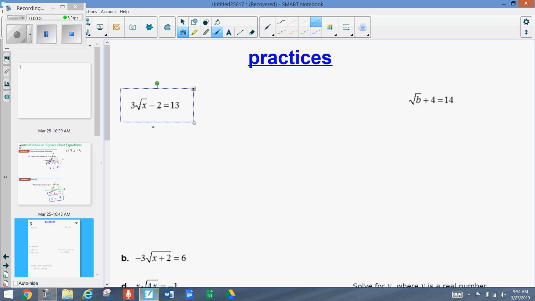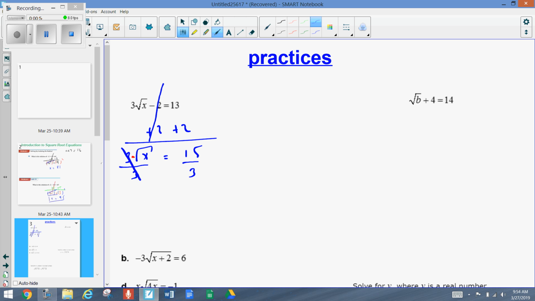In this question, we're going to add 2 to both hand sides. That cancels out. 3 root x is equal to 15. And then, Jose said, we're going to divide by 3 on both hand sides because this is multiplication, okay? Root x is equal to 5. As you know, the next step is to get rid of that. We're taking the square of it because the index is 2.